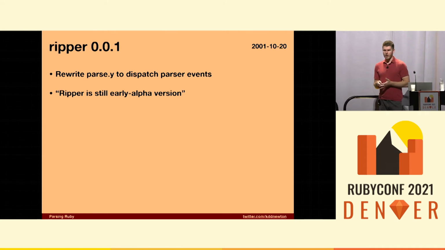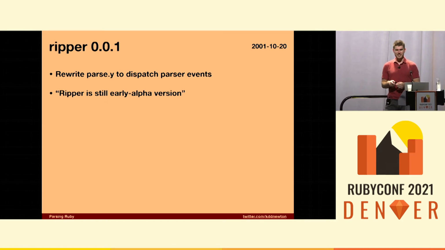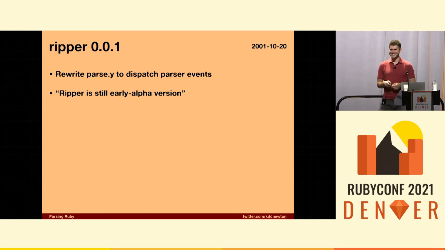Around this time, Ripper 0.1 is released. Minero Aoki publishes it on his website. It takes the grammar file, rewrites it to dispatch parser events and scanner events instead of building the AST that Ruby 1.7 would build. Still to this day in the documentation, it says Ripper is still early alpha version. That's what it says in Ruby 3.1.0. It's been 20 years. Still early alpha. Maybe we'll get to beta someday.